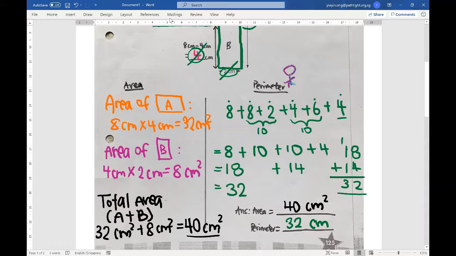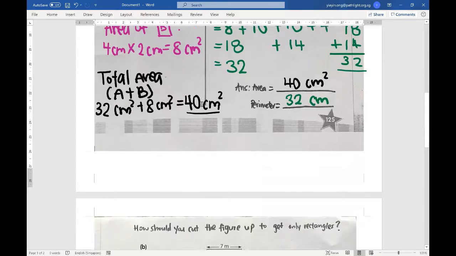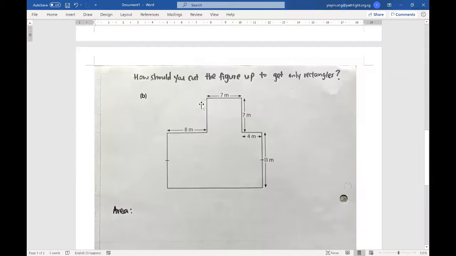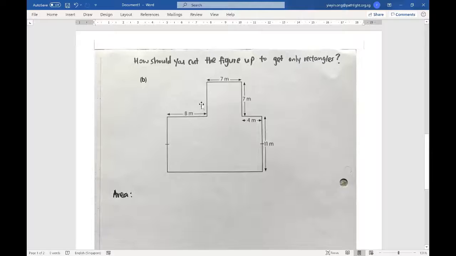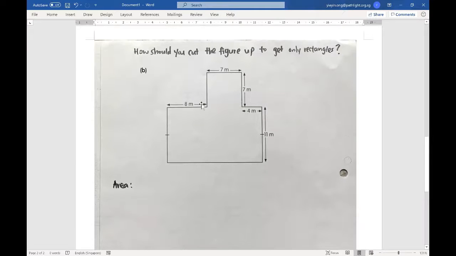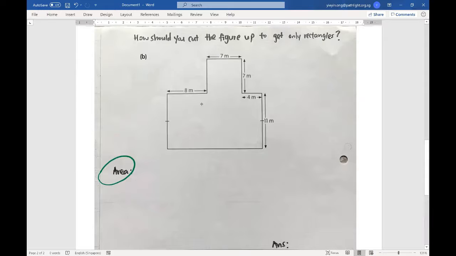Okay, if you need more time to copy, please pause the video. All right, I'm going to move on to the next question. Page 126, question B. Okay, so question B, same thing. We have to find the area and perimeter.